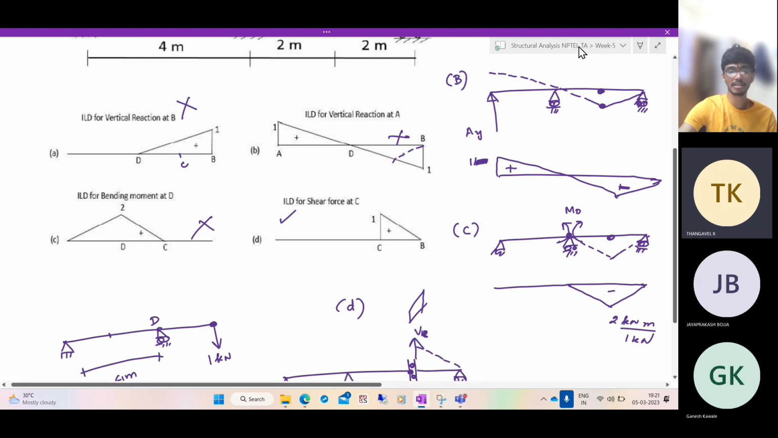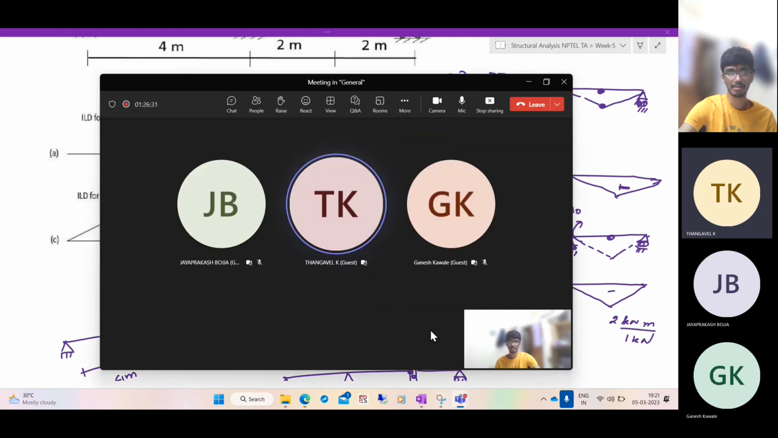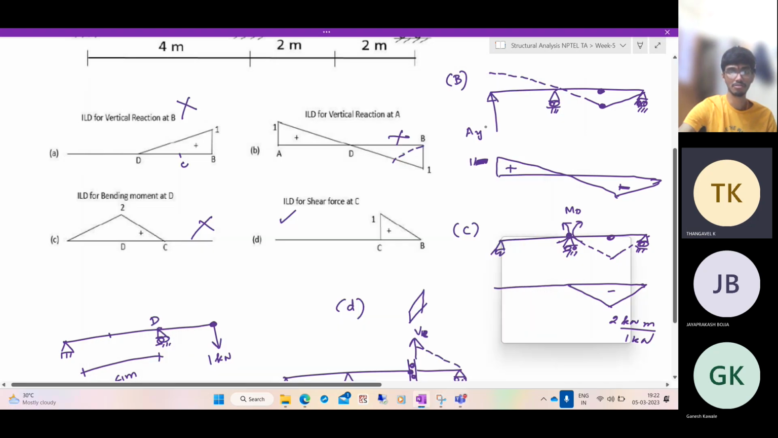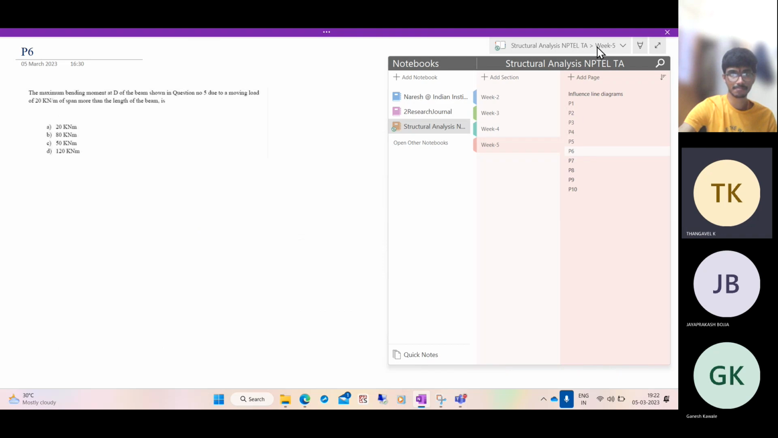So we are halfway through today's session. Let me pause if there are any doubts and then I can go ahead. Any doubts? Okay, let me go ahead. I assume there are no doubts. We'll go to problem 6.